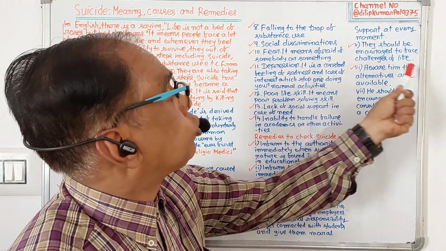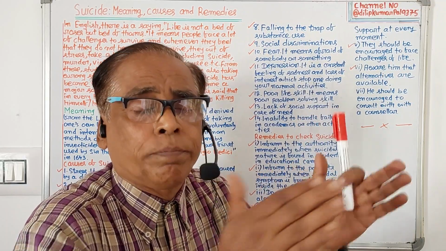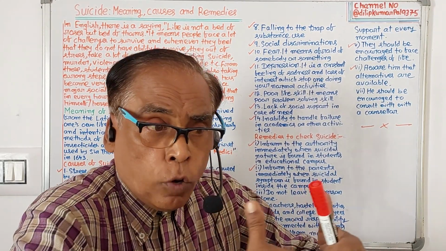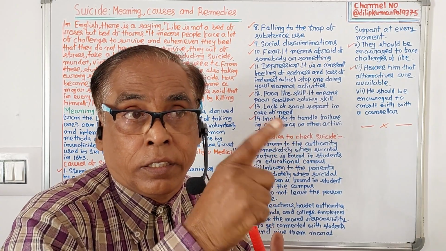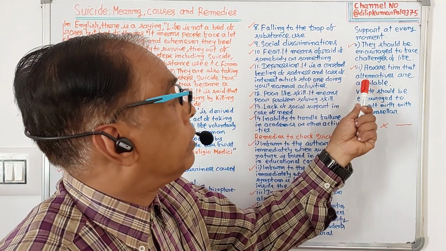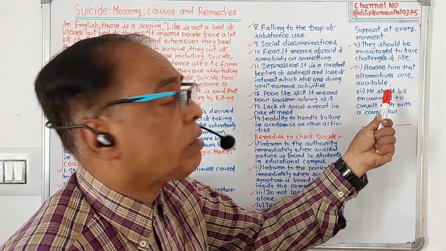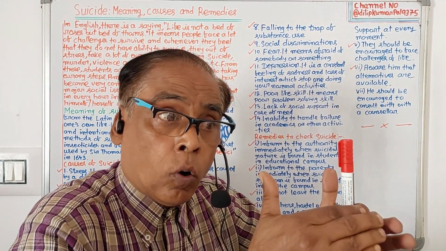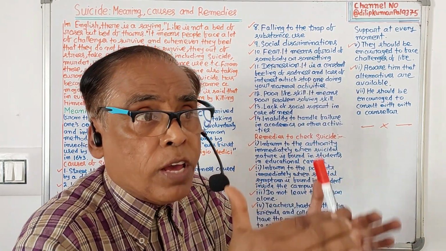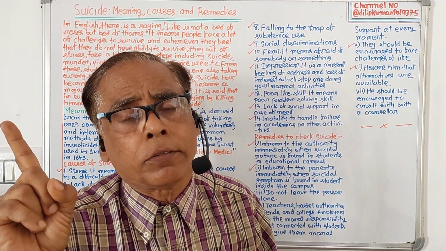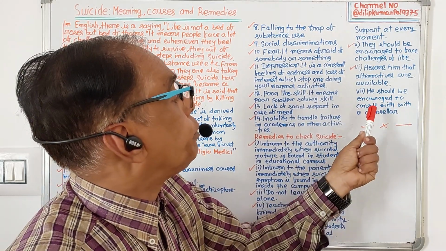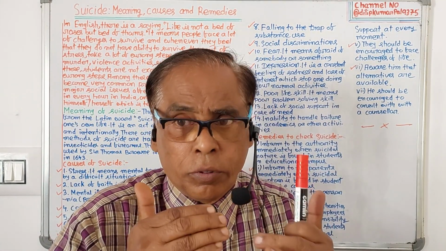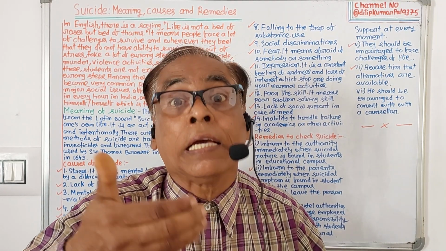Number 5, they should be encouraged to face challenges in life. Whenever some students show the symptom of suicide, they should be encouraged to face the challenges of life. Number 6, make them aware that alternatives are available. Whenever suicidal symptoms are found in any student, he should be made aware that alternatives are available. If he is not able to achieve something, then there are other options for him. Finally, he should be encouraged to consult a counselor. Whenever suicidal symptoms are found in any student, he should be encouraged to meet a counselor who can give him a better solution.